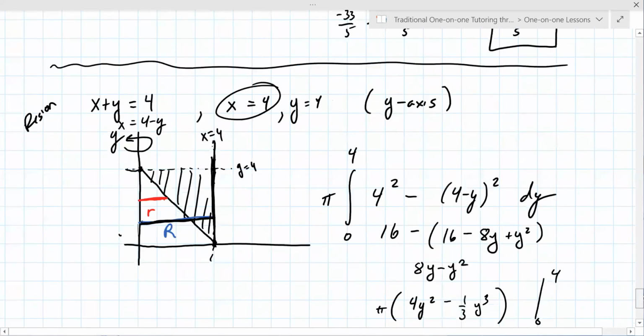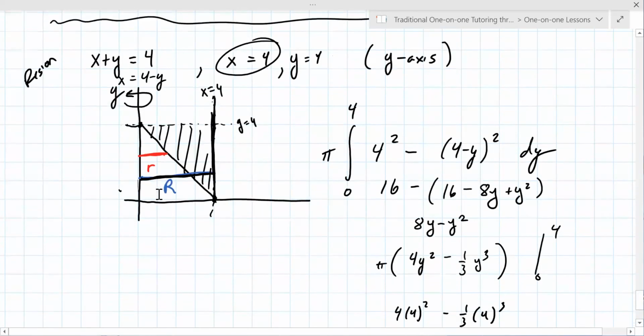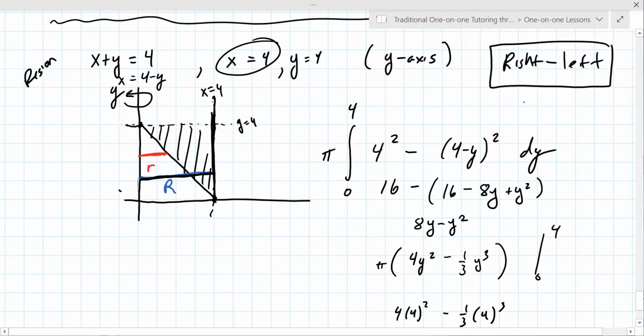What if you don't know how to graph it though? How would you know which one is the top one for this one? You would do the same thing as we did before. You would pick a value between 0 and 4, like 2, and you would put it in for y. So here it would be x equals 4 minus 2, which is 2. And then here x is always 4. So if you're revolving around the y-axis, you always solve them for x. They don't always give them to you in x. You may have to solve them yourself.